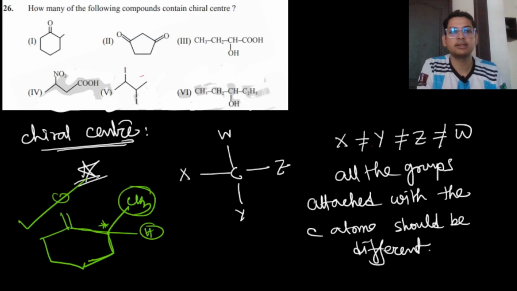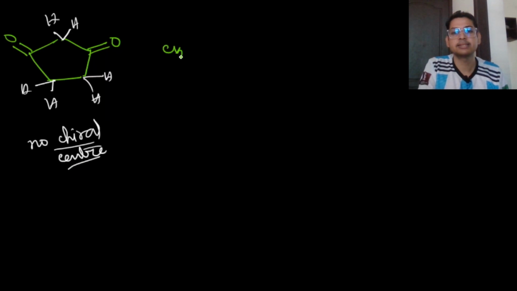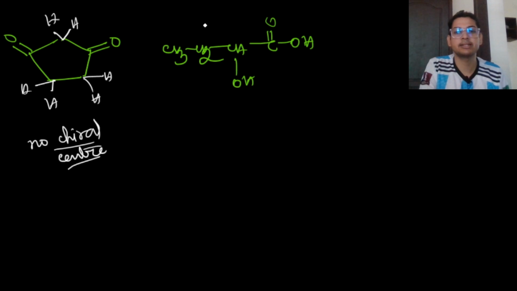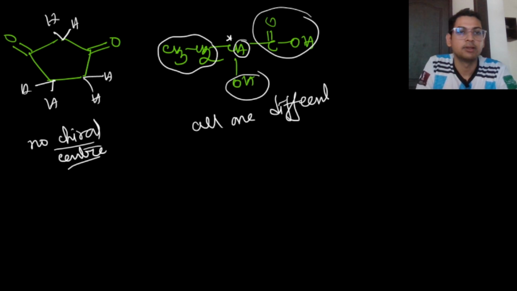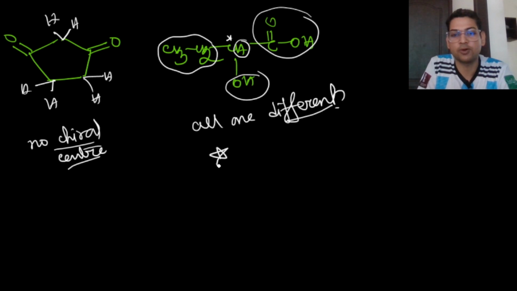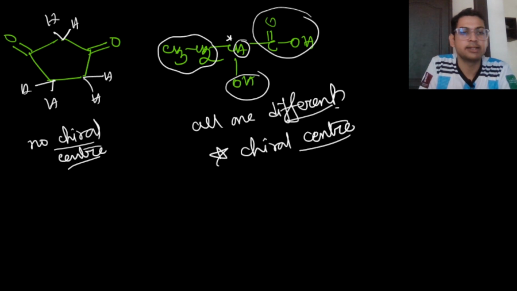Then for this molecule we have CH3 CH2 CHOH C double bond OOH. Sir, this is having a chiral center. You see, this is an ethyl group, this is an OH group, this is an H, this is a COOH group. All are different. So sir, it is also a chiral center.